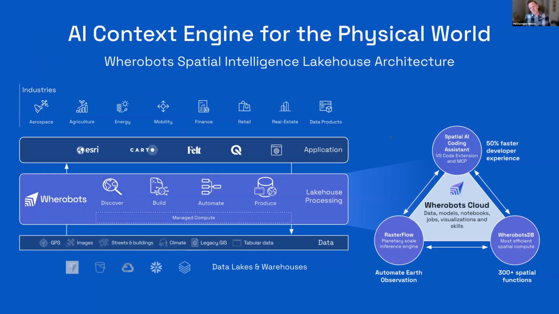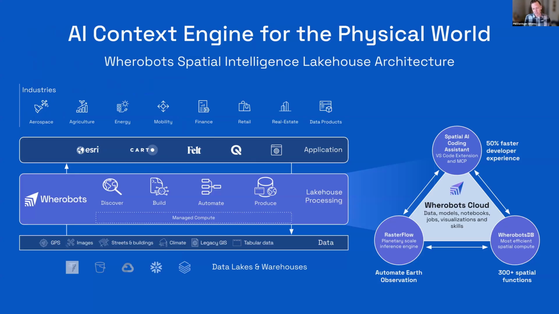In terms of where we fit into the enterprise architecture, it's a lakehouse architecture. So you can bring Wherobots compute to the data wherever it lives, whether that's in a data lake you might have or your existing data warehouses. We can work with data across GPS signals, imagery, as we'll talk about today, satellite and aerial imagery, street and building data coming from Overture or OpenStreetMap or Foursquare and others. All that can be used immediately within Wherobots.